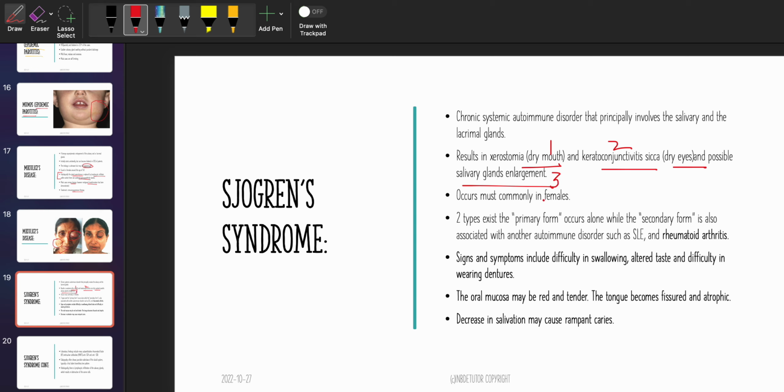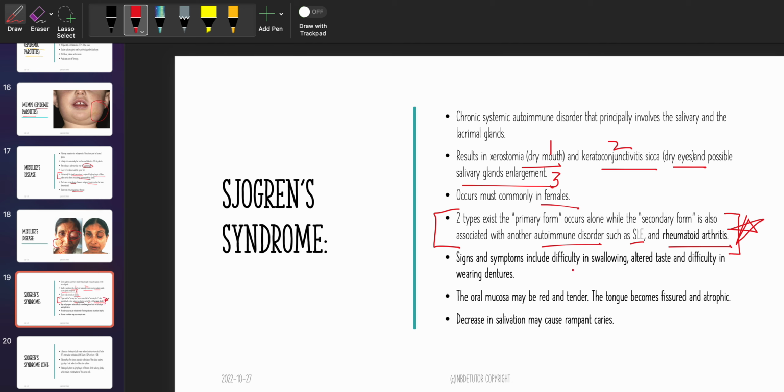Again, it occurs more commonly in females. There are 2 types of Sjogren syndrome, primary and secondary. Again, very important, this point over here. The secondary form is associated with 2 other autoimmune disorders, which are systemic lupus erythematosus and rheumatoid arthritis. Please, guys, do pay attention. This is a commonly asked question in the INBDE exam.